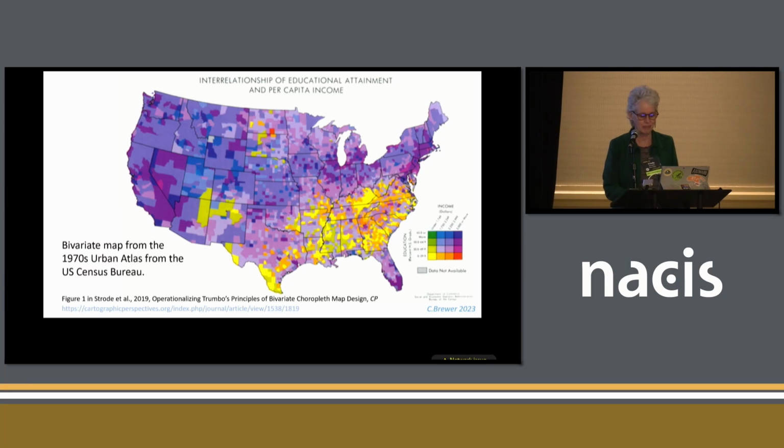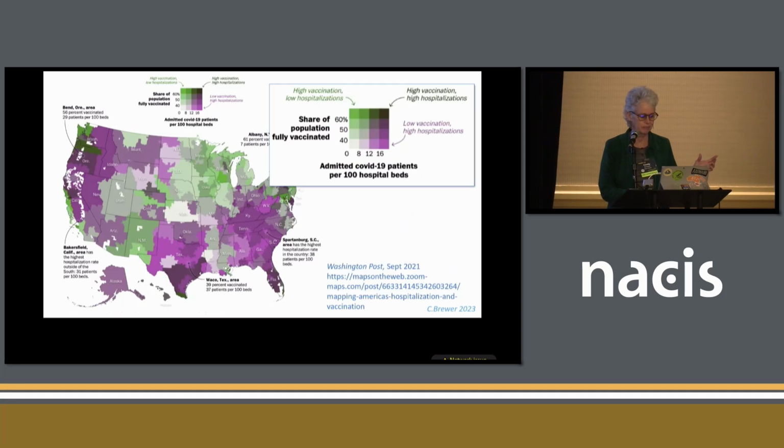But first, some reminders of bivariate mapping. The Census Bureau did a whole set of these in the 70s for urban atlases, and Judy Olson, my advisor, was a key advisor on that design setup. So this is education and income by county for the US, so you understand how the 2 variables interact. That's the emphasis. Here's a recent one from COVID, published in the Washington Post, on vaccinations and hospitalizations.